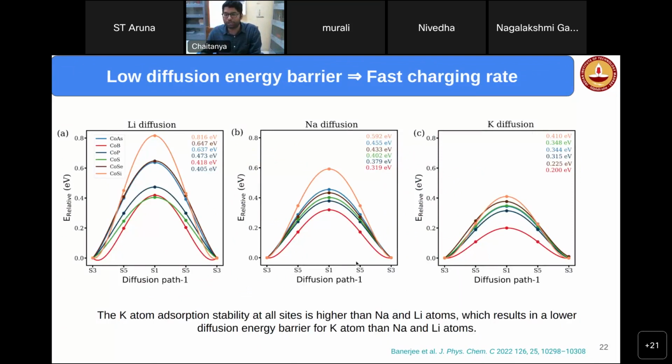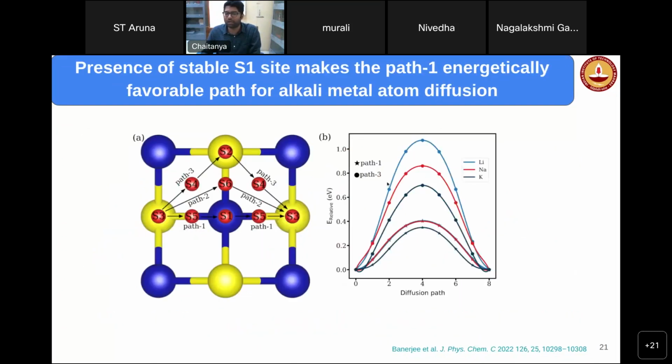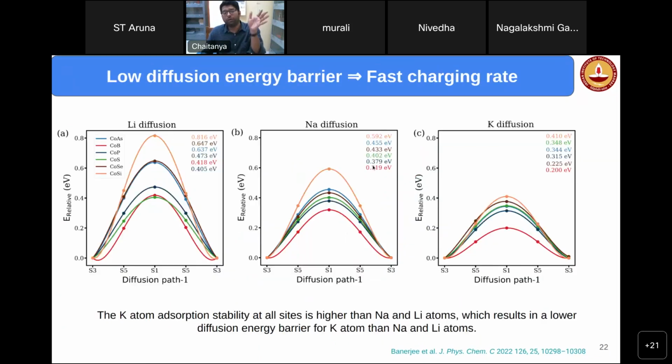Okay, so we are no more calculating path 2 and path 3 because we already understood that path 1 is the most stable one. For path 1, for all these systems, cobalt arsenide, boride, etc., for lithium, sodium, potassium, when you are comparing, what we are observing is potassium is the one that is having the least barrier. Again, obviously, this is an important question to ask: why is potassium having the least barrier? So there are two ways we can understand it.